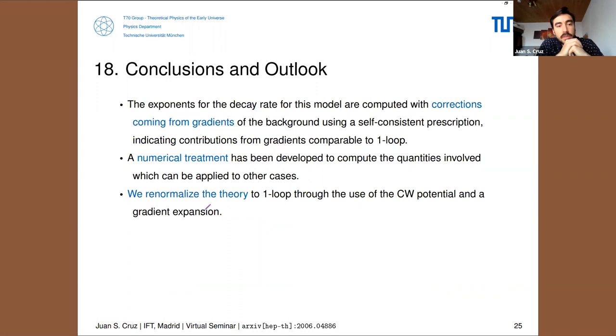The main goal was to include the gradients in this computation. So we managed to include the gradients up to one loop order. And what we see is that their contribution is as big or comparable to one loop corrections. So if you were to compute this decay rate up to one loop, because you say one loop corrections are important, then the argument would be that you should also include gradients because they are equally important.